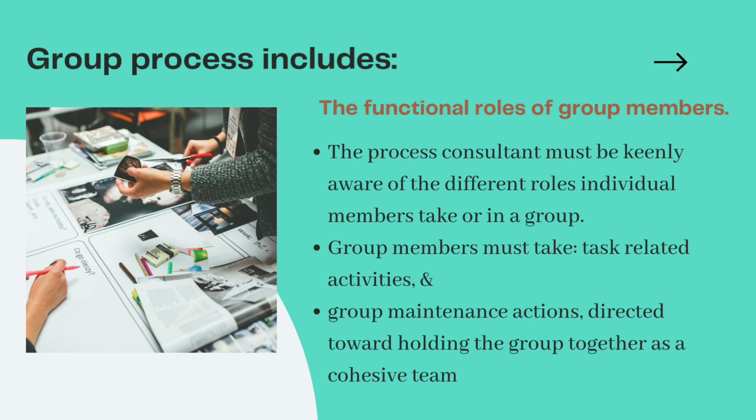Group process also includes the functional roles of group members. The process consultant must be keenly aware of the different roles individual members take in a group. Individuals must address and understand their self-identity, influence, and power that will satisfy personal needs while working to accomplish group goals. In addition, group members must take on roles that enhance task-related activities, such as giving and seeking information and elaborating, coordinating, and evaluating activities, and group maintenance actions, directed toward holding the group together as a cohesive team, including encouraging, harmonizing, compromising, setting standards and observing. Most ineffective groups perform little group maintenance, and this is a primary reason for bringing in a process consultant.